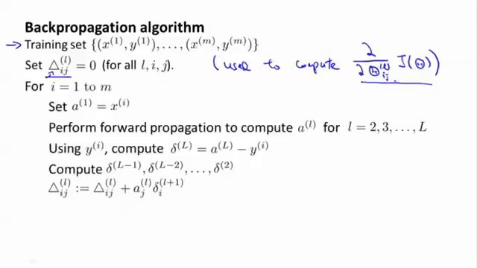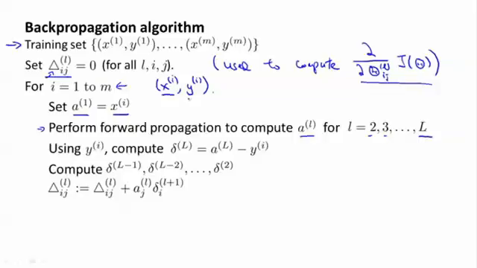Next, we're going to loop through our training set. So we'll say for i equals 1 through m. For the ith iteration, we're going to be working with the training example (x^i, y^i). The first thing we do is set a^1, the activations of the input layer, to be equal to x^i, the inputs for our ith training example. Then we perform forward propagation to compute the activations for layer 2, layer 3, and so on up to the final layer, layer capital L.